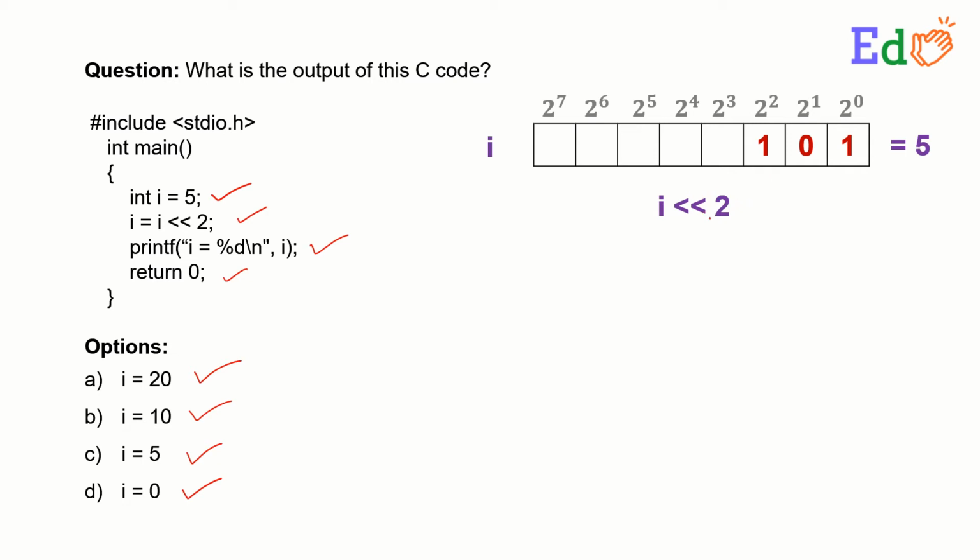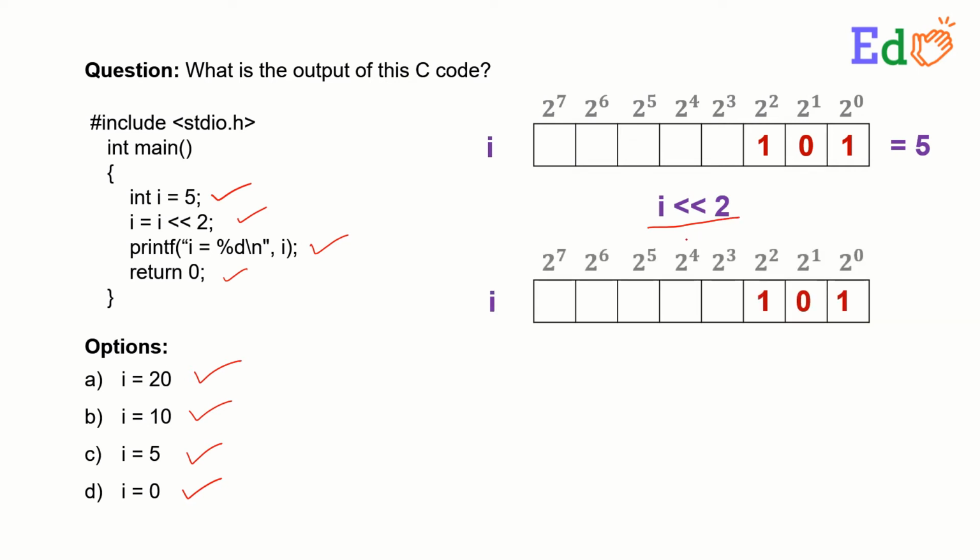Now the next line is I equal to I left shift 2. Left shift 2 means it is a bitwise operator. That is why the bitwise operator moves the bit level value twice in the left direction. So how is it coming down? See, it is just moved to the left direction and the blank holes, that is the right side 2 rooms, are filled with 0. So it is coming down 20.